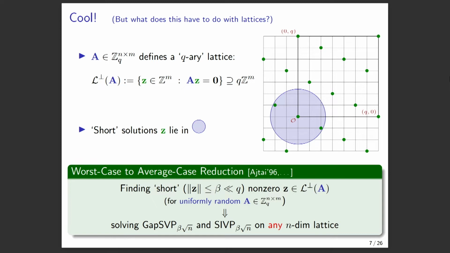Okay, so in effect, what we have here is a kind of hardness for random lattices, right? We said that finding short vectors in these random lattices L perp A is, informally at least, as hard as finding short vectors in arbitrary n-dimensional lattices. Okay, so great result, brilliant, it kicked off this whole field. It's a really lovely theorem.